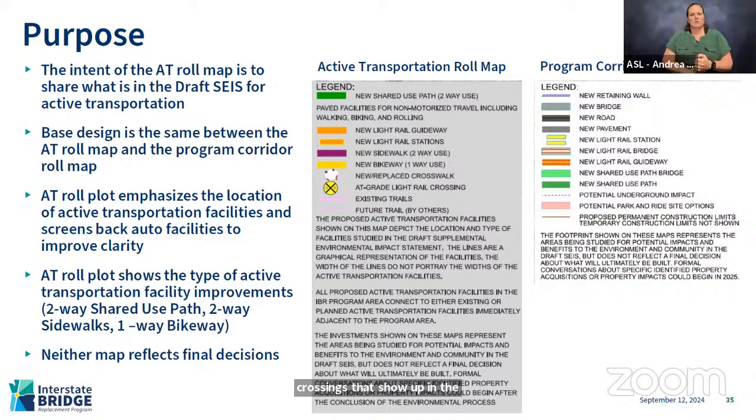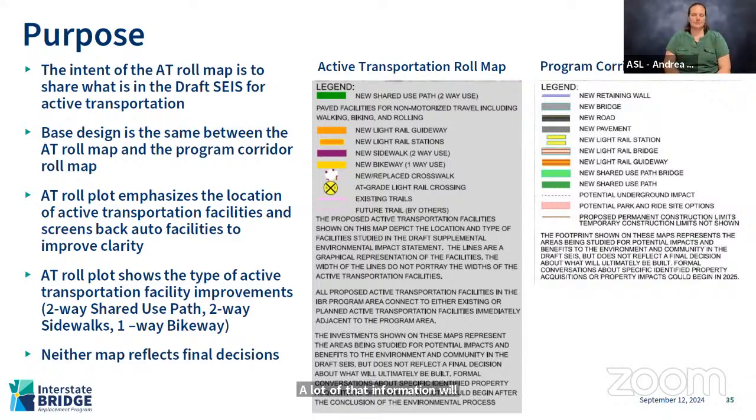I'll say that this map, just like the other map, does not reflect final decisions or final design or any final directions. We're obviously waiting to hear public feedback and get comments on the facilities that we're showing. But again, it's to help spur those conversations and those comments. The lines that you see on here are graphical representations. We're not trying to represent widths or grades or elevations or anything like that. A lot of that information will be documented in the draft SEIS when it comes out.